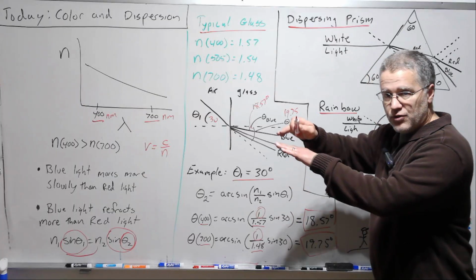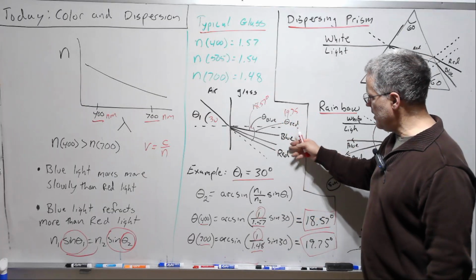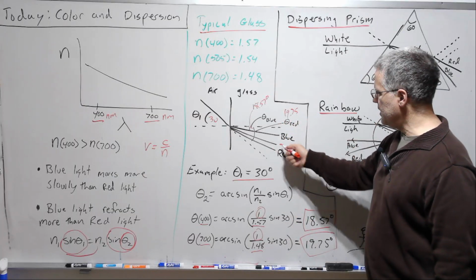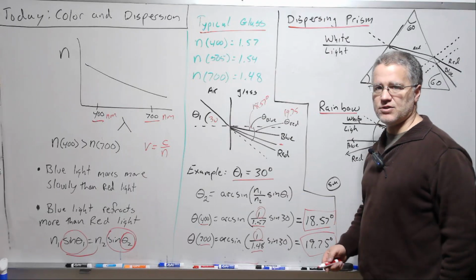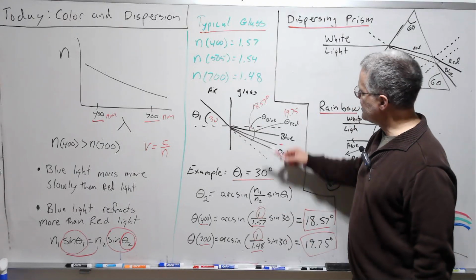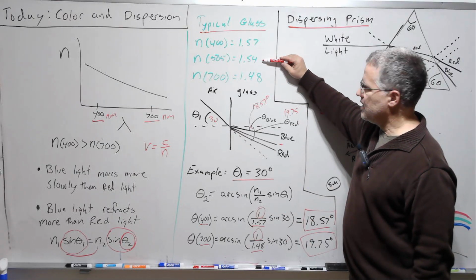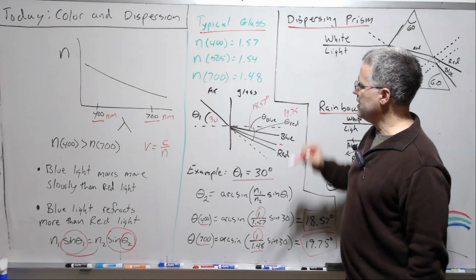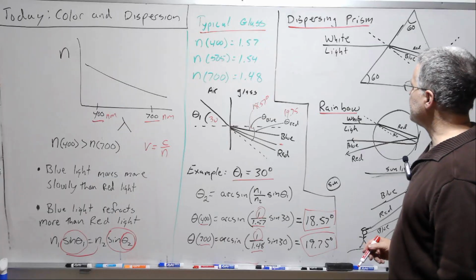And so the whole rainbow then would fit in between the red and the blue. So the green would be somewhere in between these angles. So maybe you can try, as a practice, work out the angle for green.